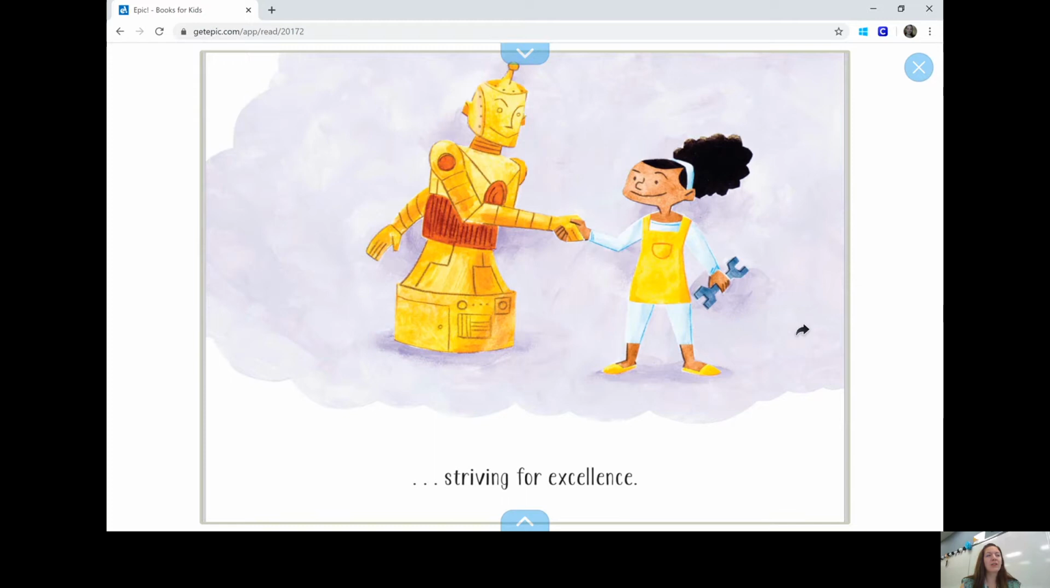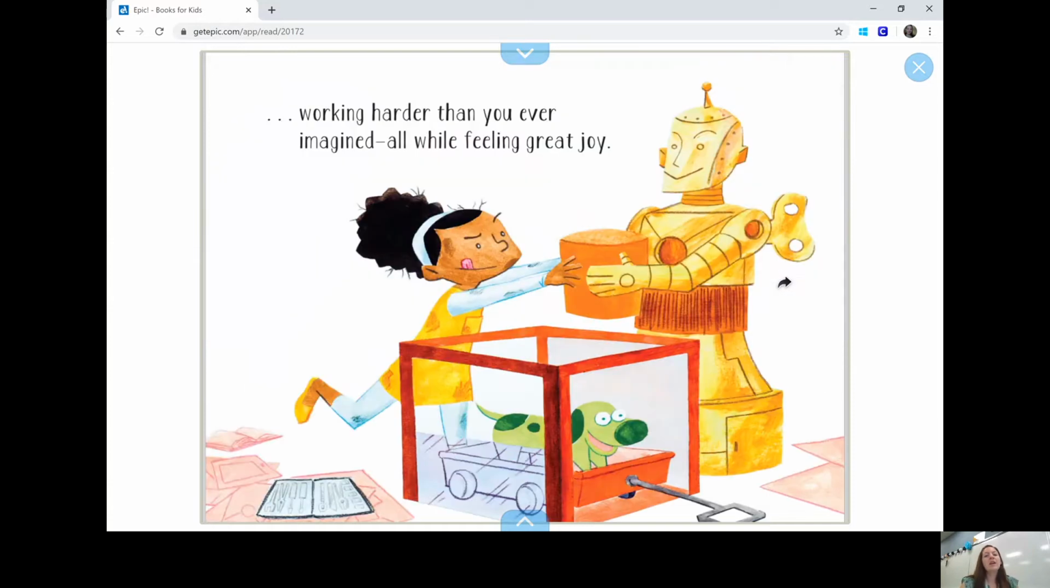Striving for excellence. So not giving up when, okay, I kind of made this thing that sort of works. She's working really hard to make the coolest robot, right? She wants to be excellent. Working harder than you ever imagined, all while feeling great joy. So working extremely hard, not to be painful and not enjoy it, but because it's something that you're really passionate and excited about.